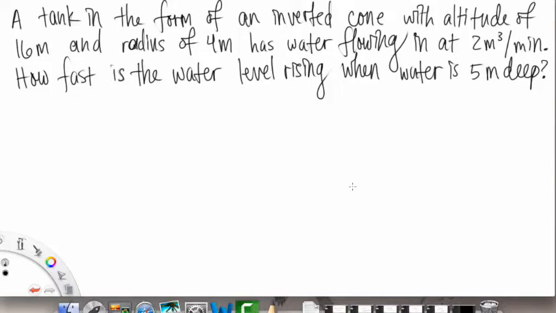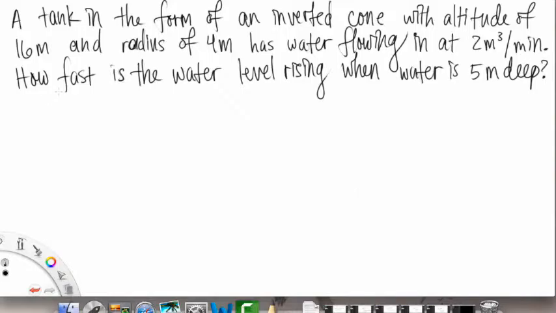Okay, so we have a tank in the form of an inverted cone with altitude of 16 meters, so altitude meaning height, and radius of 4 meters, has water flowing in at 2 meters cubed per minute. How fast is the water level rising when the water is 5 meters deep? Okay, so there's a lot of things going on.